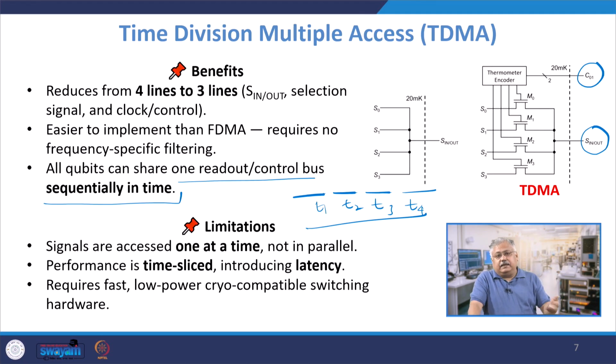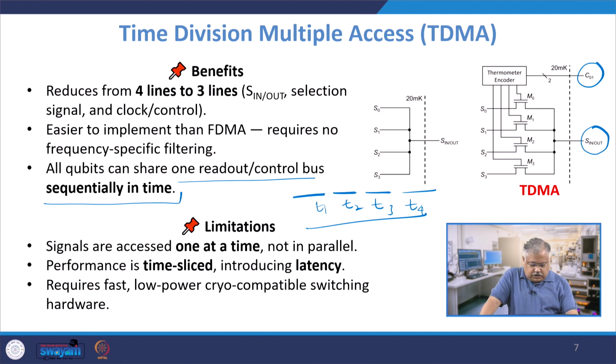And therefore that brings us to the limitation of the model, that the signals are accessed only one at a time, right, and not in parallel. As a result, the latency slightly increases, and that is the second point, that performance is time sliced, introducing latency. So the latency actually becomes larger in this case, because for example, for T4 to happen, you need to wait till T1, T2 and T3 all appear on the output side, right, and then you can get T4 in the output.